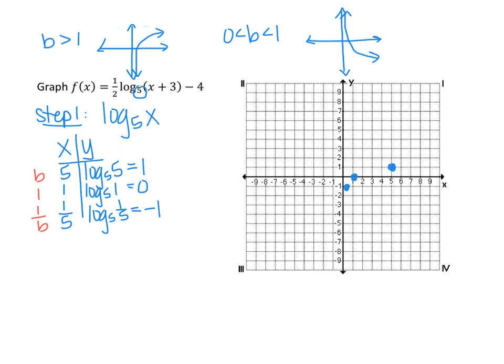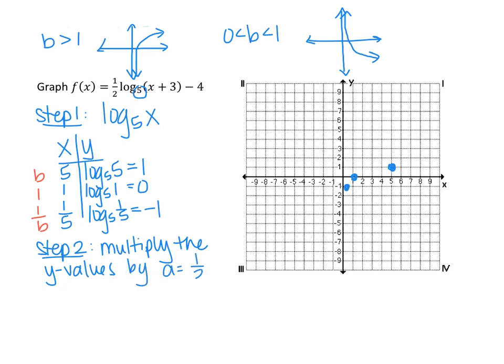And then we want to do the transformations. The first transformation you always do is looking at a, which is a half, and that's the vertical stretch or compression. So if a is 1/2, it's going to vertically compress the function by a half. The way we do that is you multiply the y values of the points we have so far by a, which is a half.